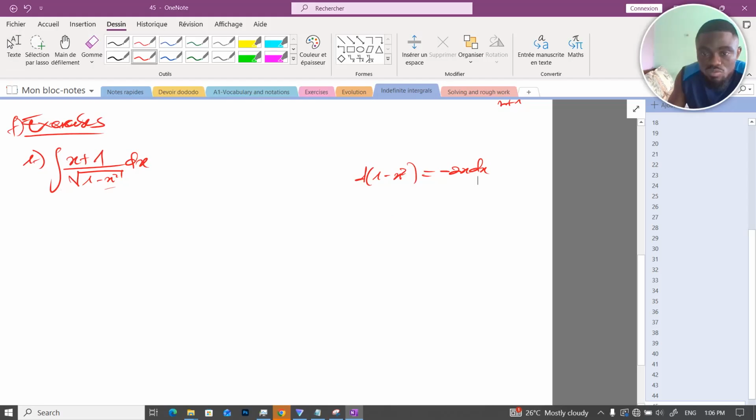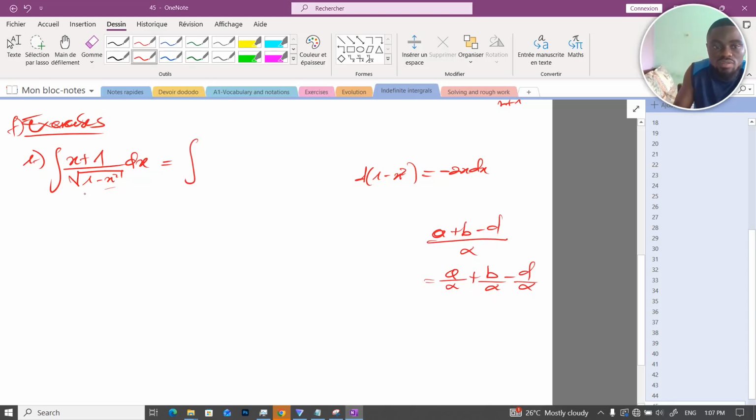This is very simple. Look at something. I told you in a previous video that if you have a plus b minus g on alpha, this is the same thing as a on alpha plus b on alpha minus g on alpha. I told you this. So I'll apply this to this integral. This becomes the integral of x divided by the square root of 1 minus x squared dx plus the integral of 1 all over the square root of 1 minus x squared. Very good.